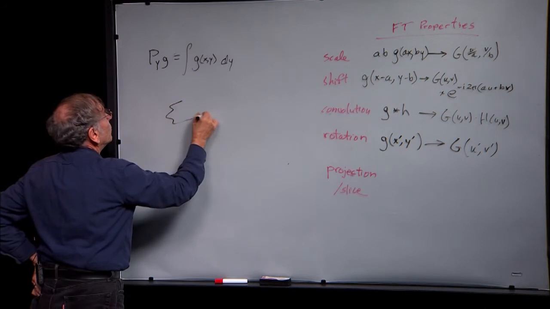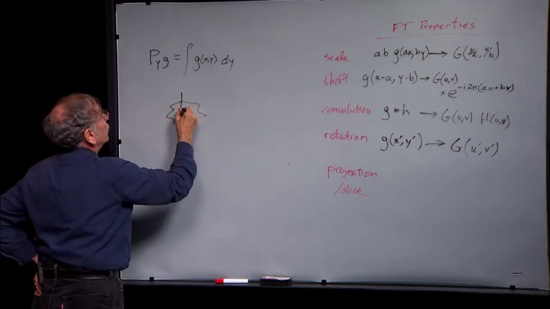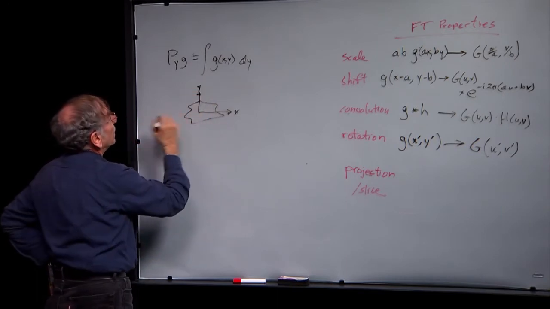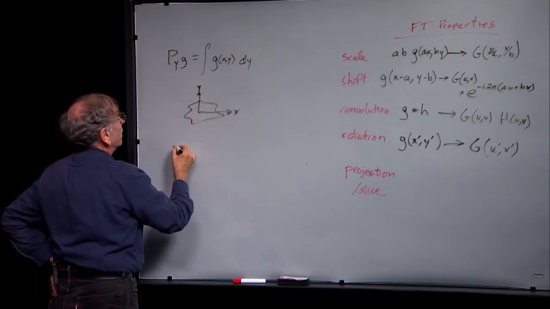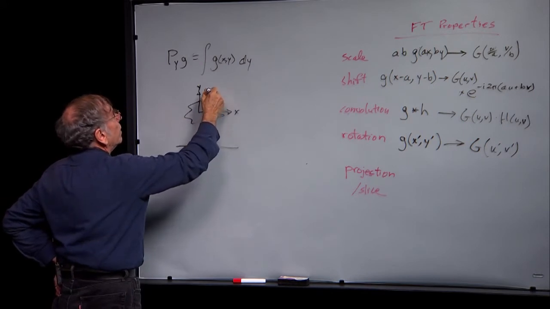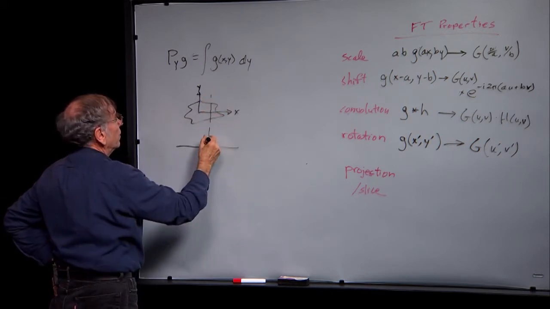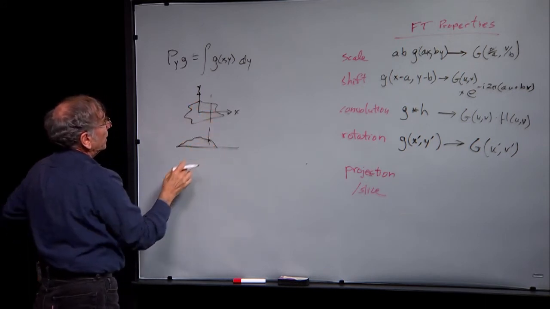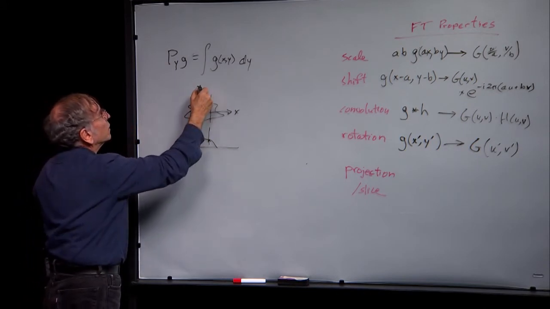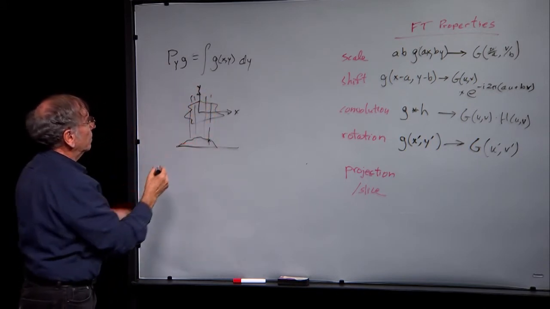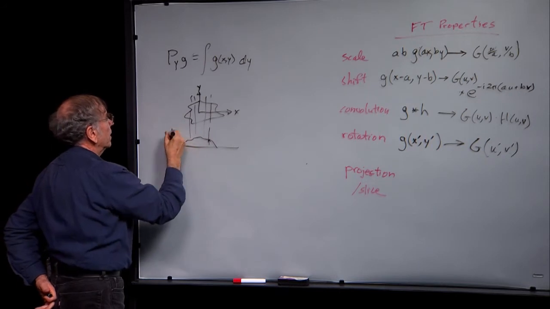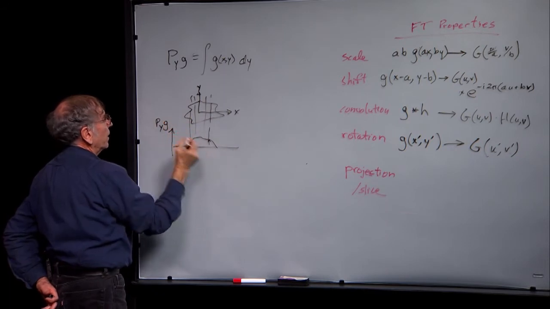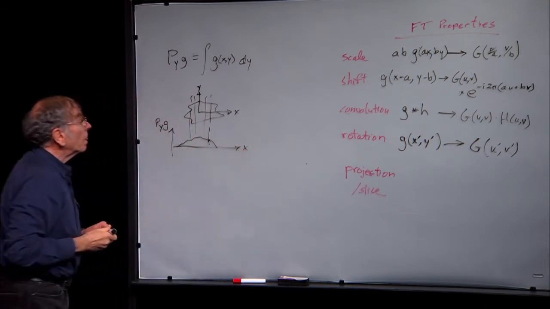So here's how I think about it. Here is my density. This is g of x, y. And if I integrate along the y direction, then I just take all the density that I find along a particular line and add it up. We sum up these densities as we take these projections through the 2D density, and we get a one-dimensional density that I'll call p sub y of g, and this whole thing is a function of x.